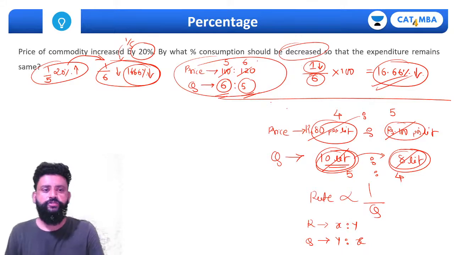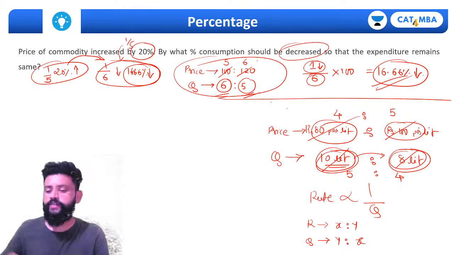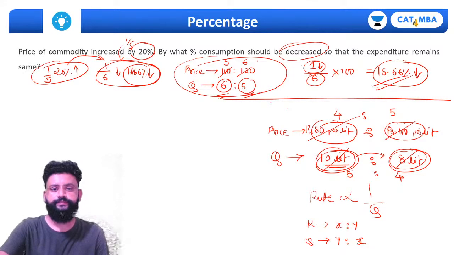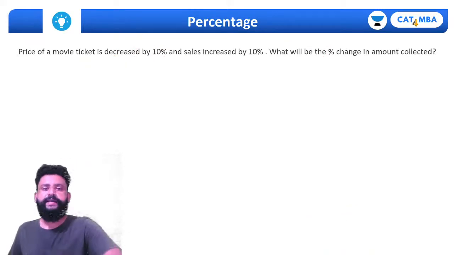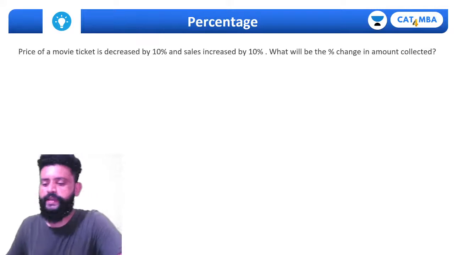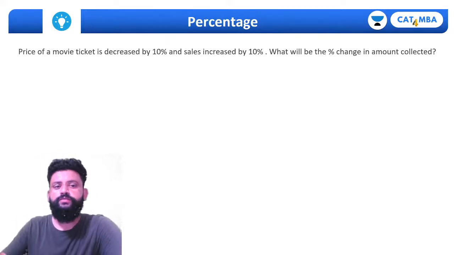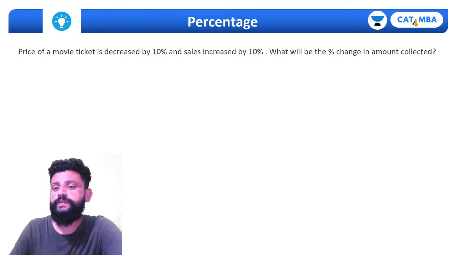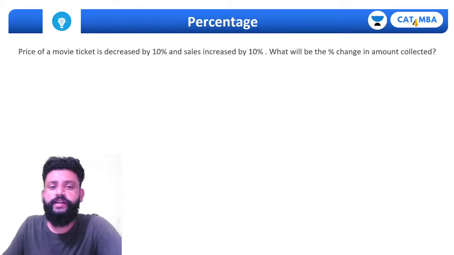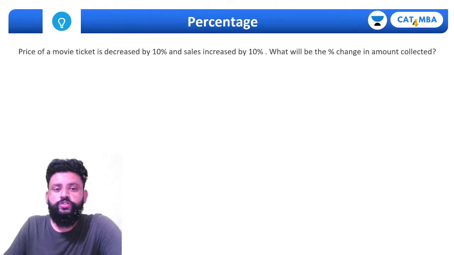So hopefully all of you understood this question. Let's go ahead with the next question. Try this again. A similar front page question. The price of a movie ticket is decreased by 10% and the sales increased by 10%. Then what will be the percentage change in the amount collected? So how to solve this question?